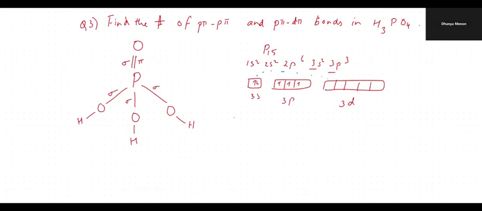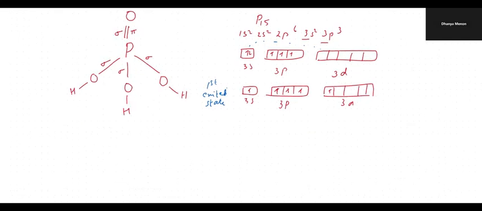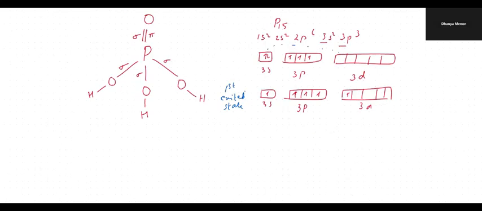First excited state. So what do we get for the first excited state? 3s has 1 electron. 3p, no change. 1, 2, 3. What about 3d? 3d will get 1 unpaired electron. So 1, 2, 3, 4, 5. So 5 unpaired electrons. So it can form 5 bonds. Okay. Let's move on to oxygen now.